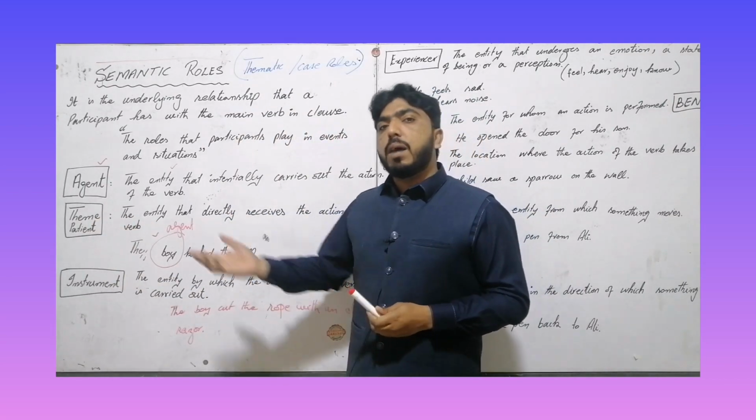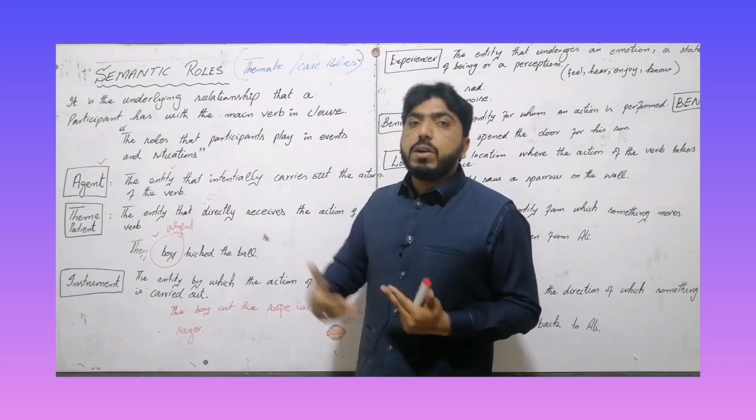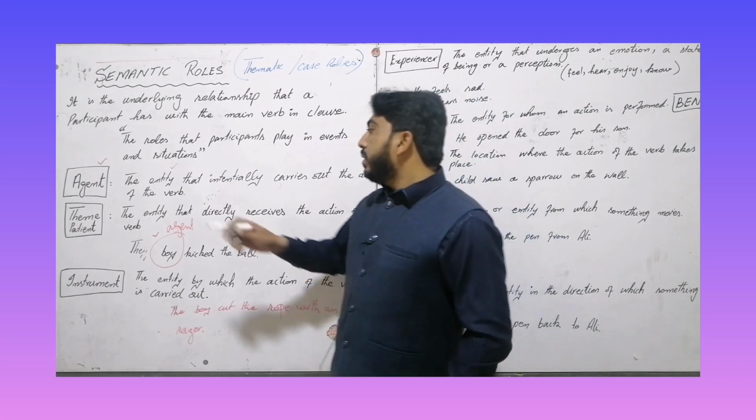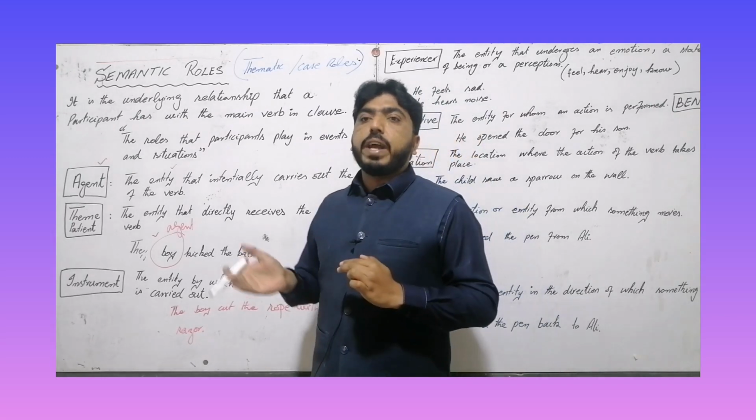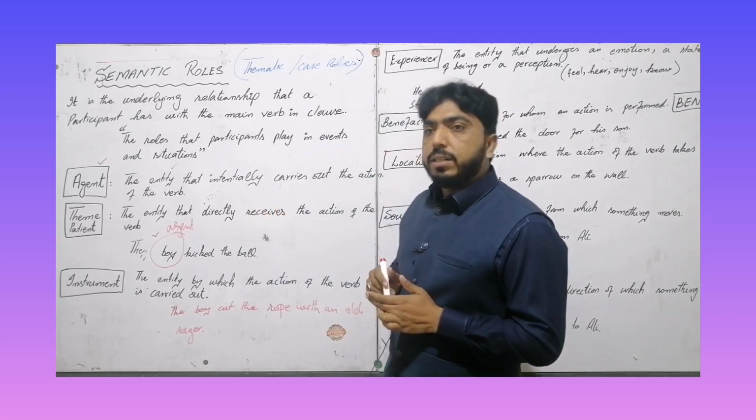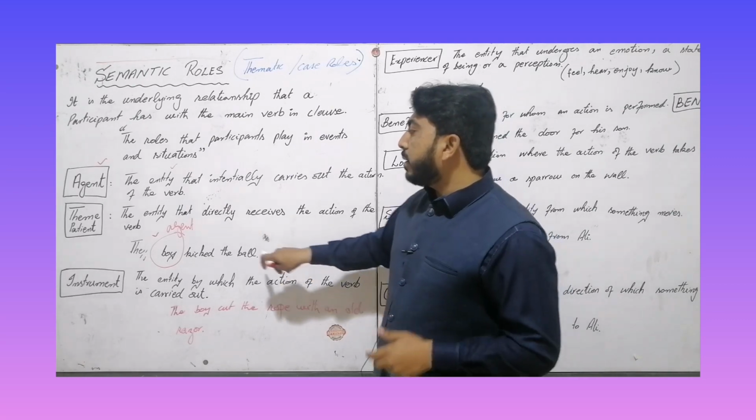As in traditional grammar, we define the object as the receiver of an action. The same is here: the entity that directly receives the action, or the entity that is affected by the action. For example, the boy kicked the ball.